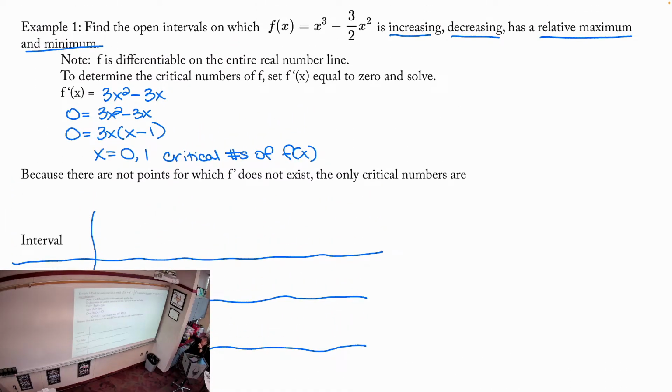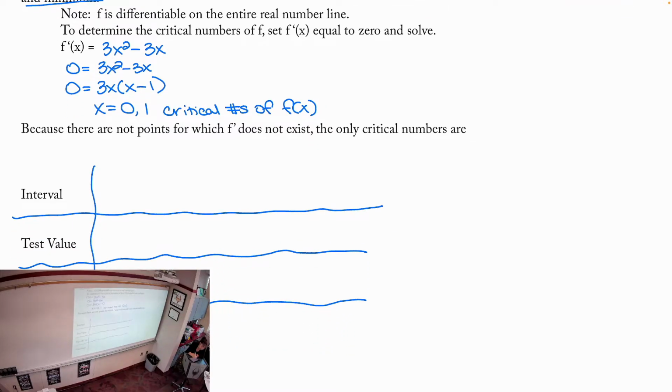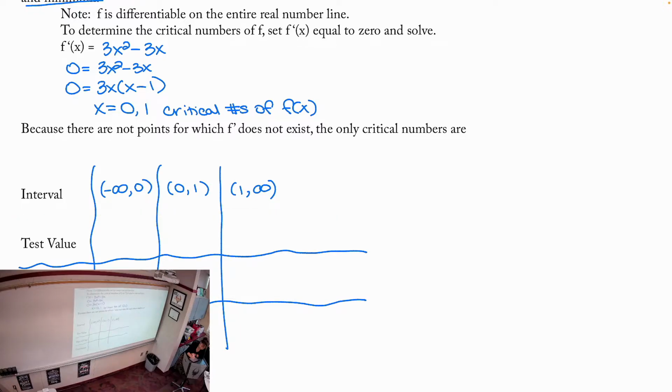There is no interval given, so I was not given a closed interval. Basically I can go from negative infinity all the way to positive infinity. So my first interval is going to go from negative infinity to my first critical number, which is 0. Then I'm going to go from 0 to my next critical number of 1. Then I'm going to go from 1, which is my critical number, to infinity.